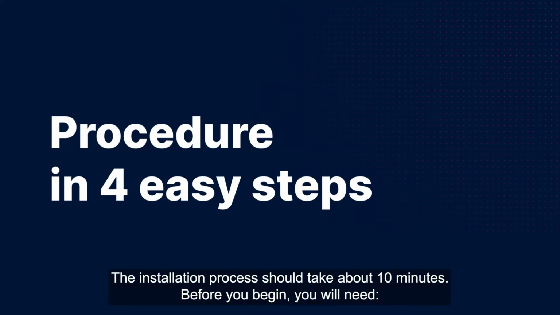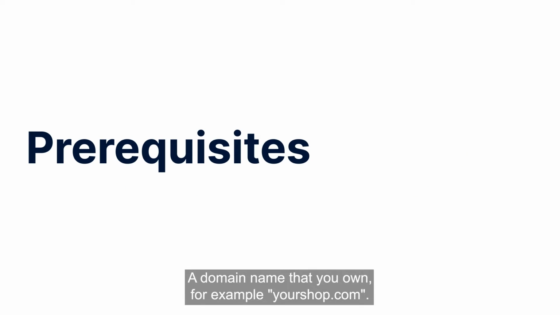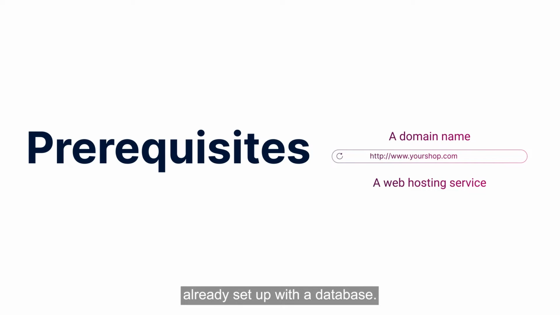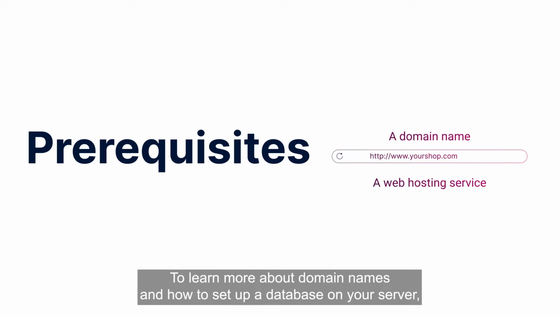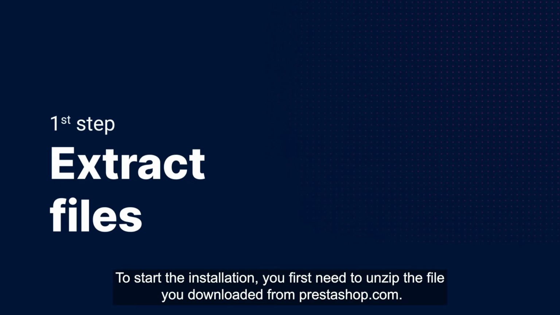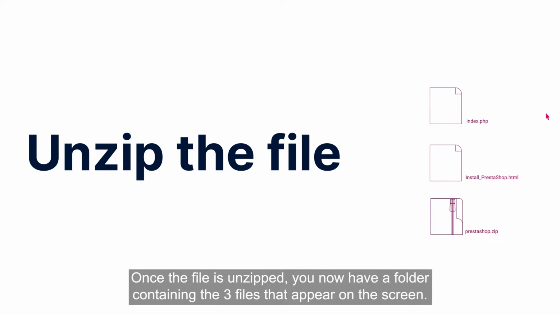The installation process should take about 10 minutes. Before you begin, you will need a domain name that you own, for example, yourshop.com, and a web hosting service associated with your domain name, already set up with a database. To learn more about domain names and how to set up a database on your server, check with your hosting provider. To start the installation, you first need to unzip the file you downloaded from PrestaShop.com. Once the file is unzipped, you now have a folder containing the 3 files that appear on the screen.